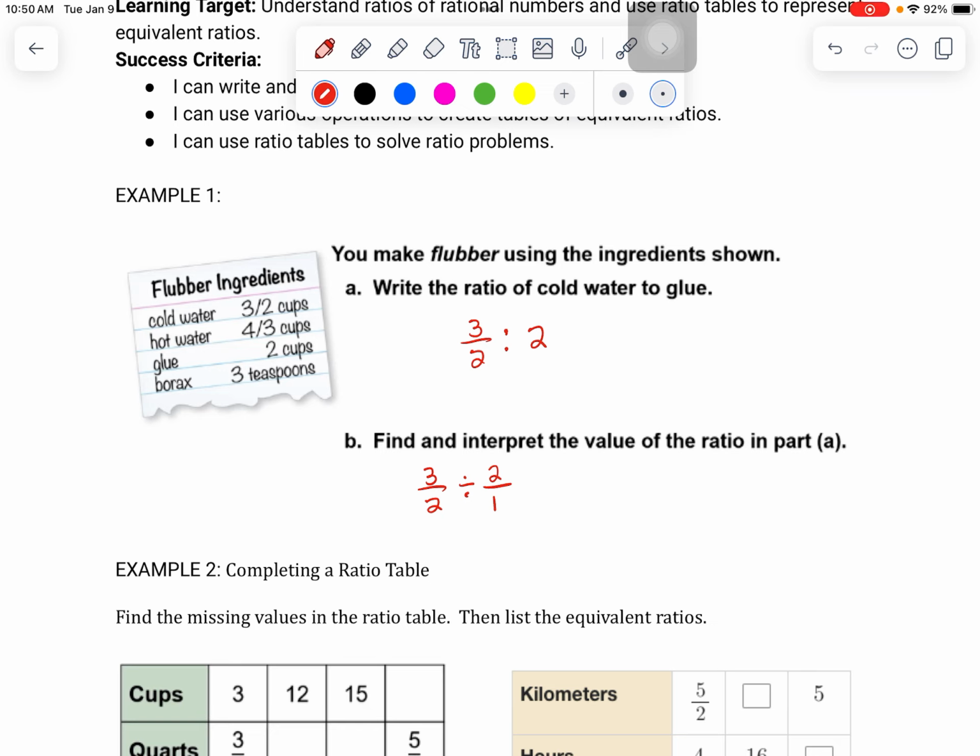So remember, when we are dividing fractions, we need to do keep, change, flip. So I'm going to keep the first one as 3/2. I'm going to change my division sign to multiplication. And then I'm going to flip the second one to be 1/2. So my value ends up being 3/4.